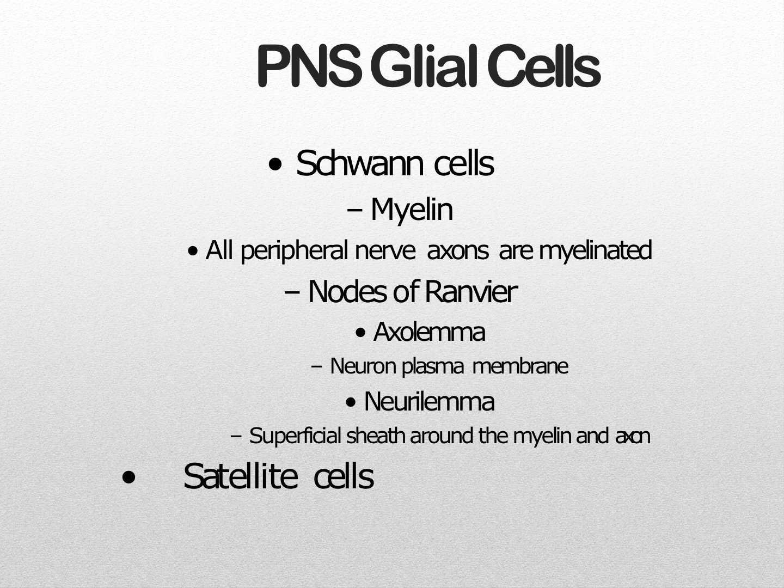Okay, the neurolemma. Okay, that allows those neurons in the peripheral nervous system to regenerate. It allows the neurons to regenerate. It's the superficial sheath around the myelin and axon. Okay, so it's above the myelin. Satellite cells, okay, these are actually monitoring chemicals that go in and out of the ganglion cell bodies.